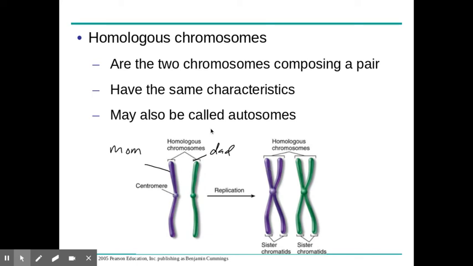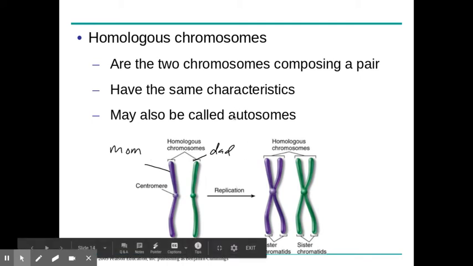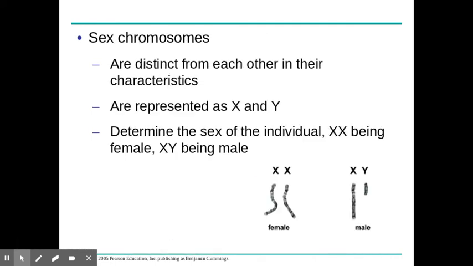Sometimes we call homologous chromosomes autosomes. Autosomes just means they're not sex chromosomes. Again, you just get one from mom, one from dad. That's why I said before you have 23 pairs of chromosomes.